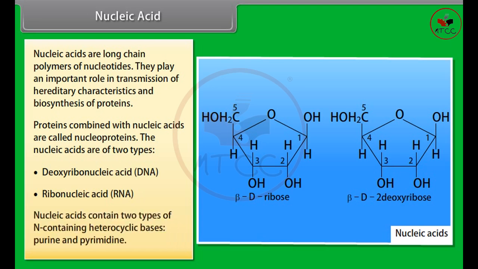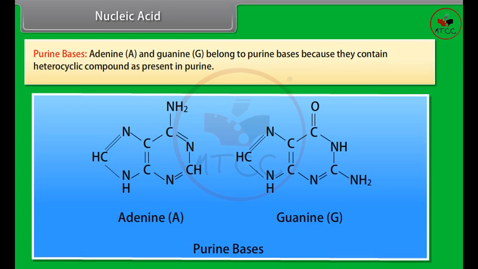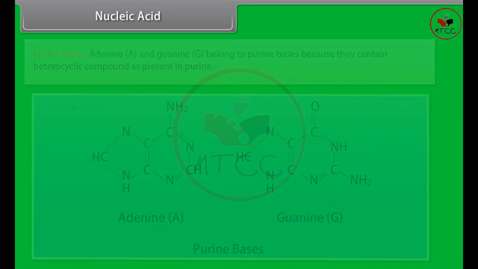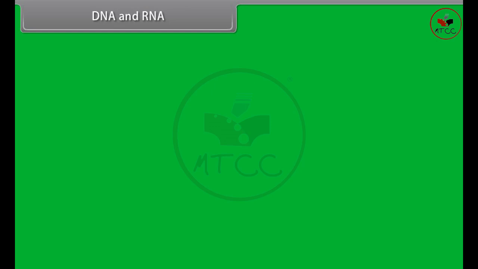Nucleic acids contain two types of N-containing heterocyclic bases, purine and pyrimidine. Purine bases. Adenine and guanine belong to purine bases because they contain heterocyclic compound as present in purine. Pyrimidine. It is the parent substance of a group of compounds which include cytosine, thiamine, and uracil, which are constituents of nucleic acids. DNA and RNA.